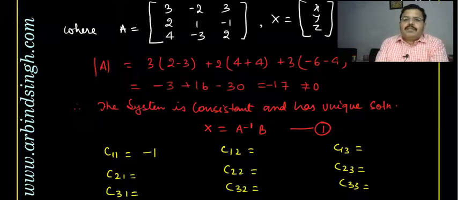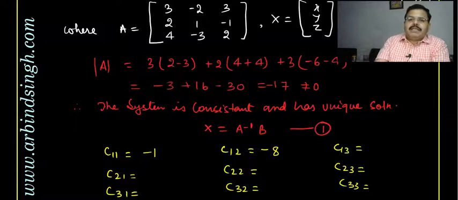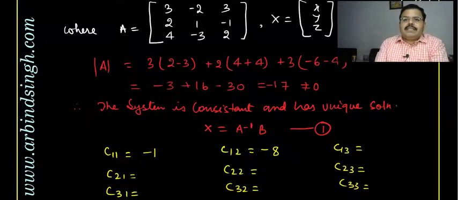And first row, second column, this cancels, this cancels. So 2 into 4 plus 4, that is 8, but the sign will change, so it will be minus 8. Now this cancels, minus 3 into 2, minus 6 minus 4, minus 10. So that will be minus 10.